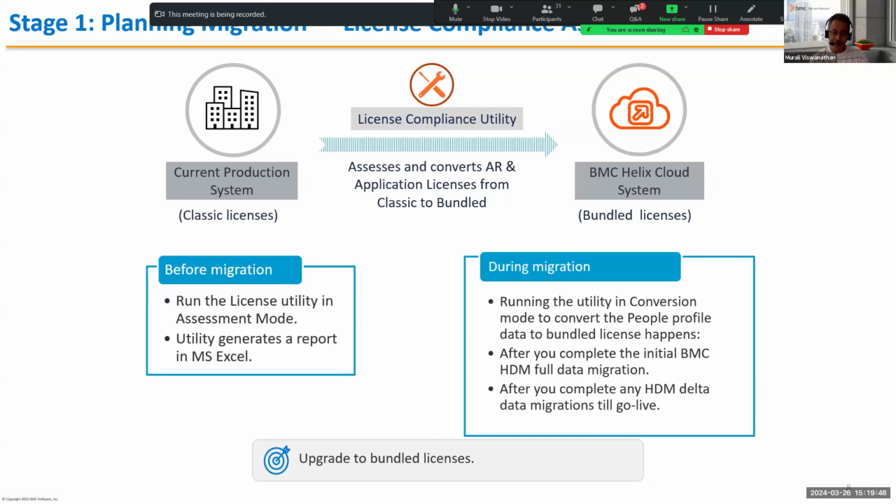What this utility will do is, as a post-HTM activity, we want you to run this utility in conversion mode so that it converts all your people profiles from classic to bundle, right? And then you can validate it.